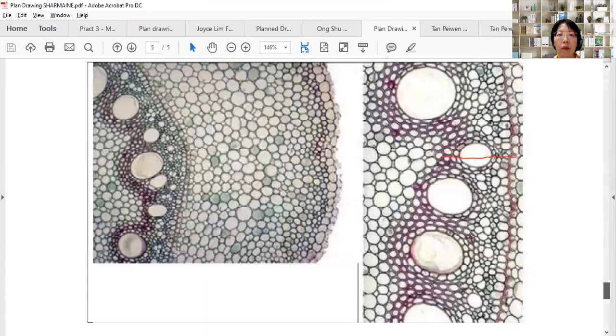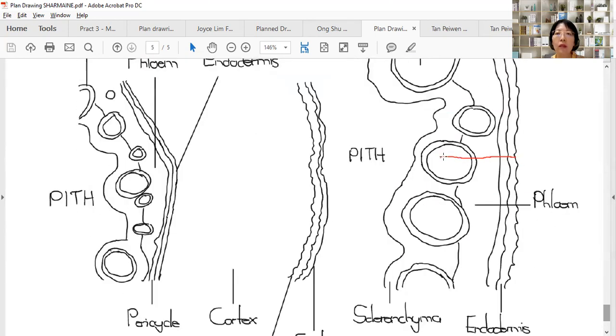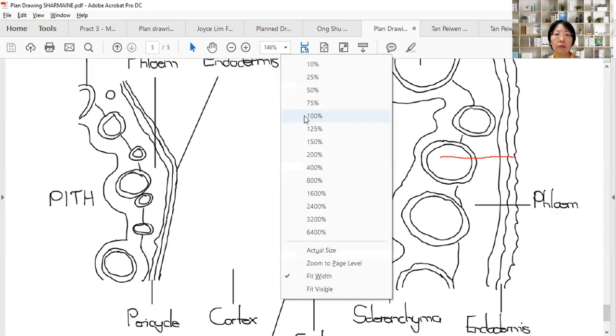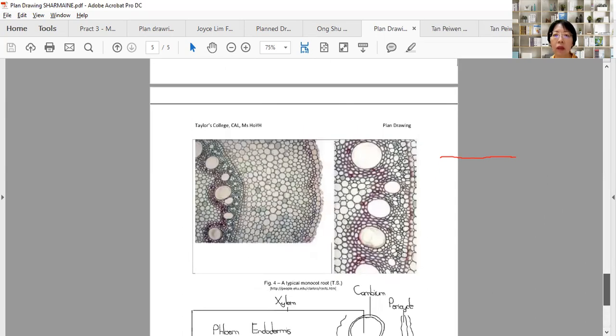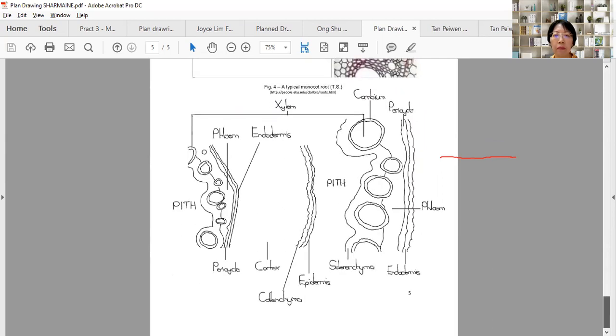I think this is quite okay. Last one, I'll say is wrong. Do you know why? Because the student is drawing the individual air spaces. Whether air spaces or xylem vessel elements, you cannot draw them because you're doing a plan drawing. So you don't draw cells, you don't draw air spaces. The drawing is wrong because the student drew the air spaces. And of course, there's no cambium there, so don't draw cambium there.